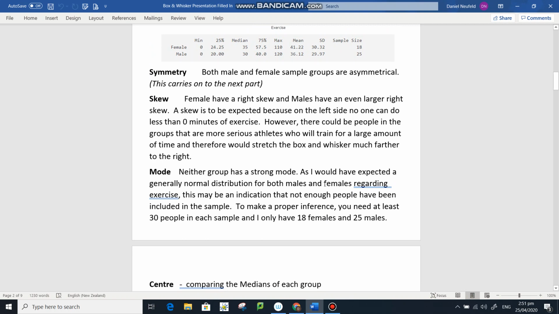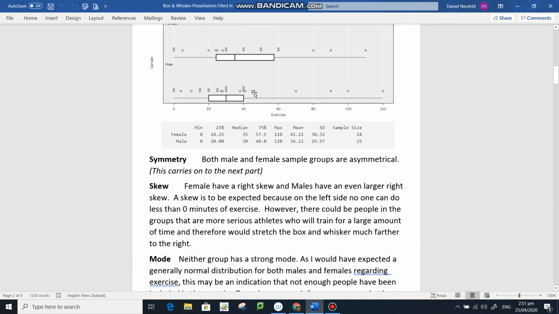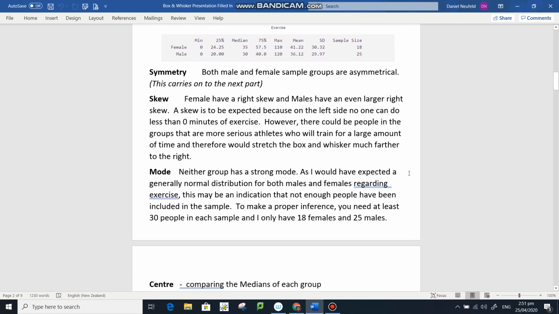Neither group have a strong mode. You could say that these two are modes, but it's just 3 versus 2. That's not very strong. Okay. And again, if we try to explain why this is the case, because you would expect a normal distribution, on average, people exercise between a certain amount. But in this case, I don't see it. So this would tell me that I probably don't have enough in my sample. And when we do our actual investigation, you'll definitely have at least 50. So we should be safe on this regard.